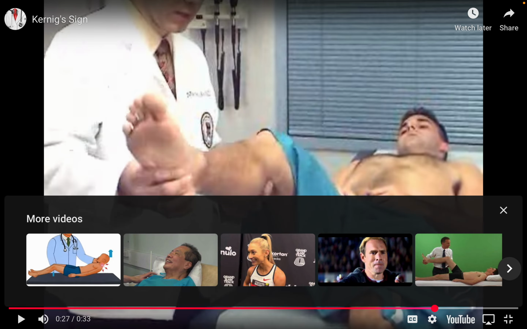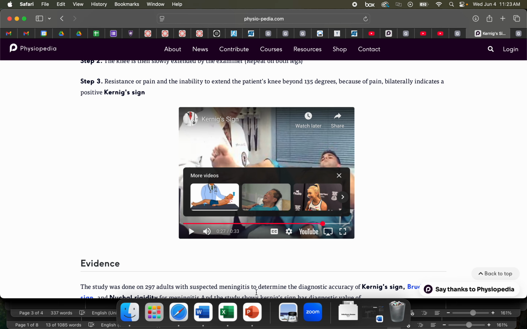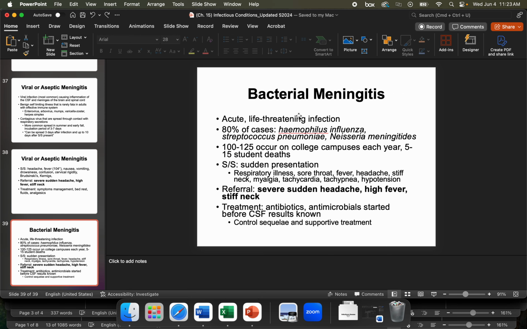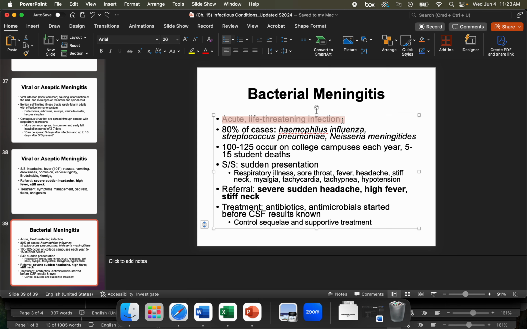Okay, so you may have heard him. He just said his back hurts. So that's what you're kind of looking for in meningitis. Okay, and then bacterial meningitis, similar. This one's going to be more acute, and it's going to be sudden, and like I said, the patient will know. They will not feel well.